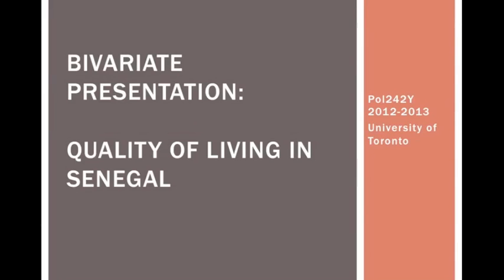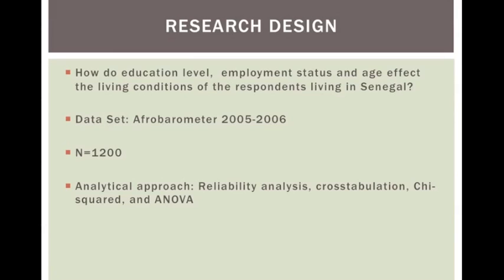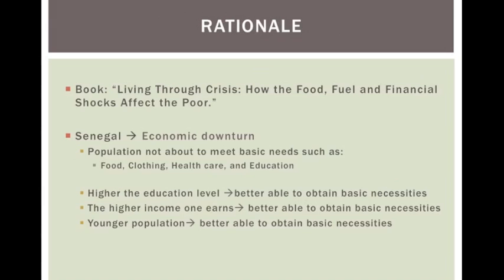Our presentation is on the quality of living in Senegal, Africa. Our research question is, how do education level, employment status, and age affect the living conditions of the respondents living in Senegal? The dataset we are using for our analysis is Afrobarometer 2005-2006, which contains 1,200 respondents. The analytical approach we are using is reliability analysis, cross-tabulation, chi-squared, and ANOVA.